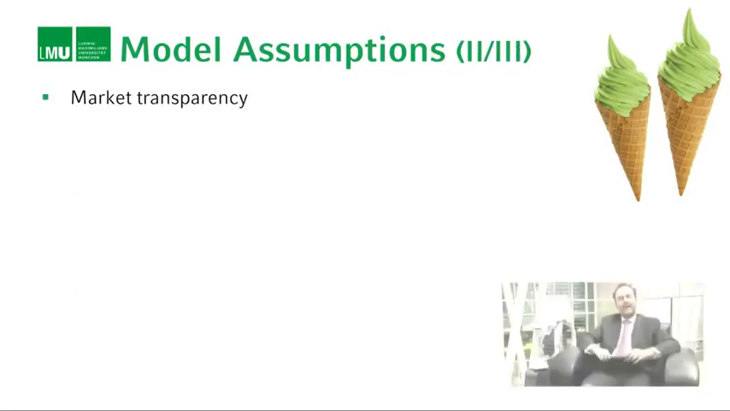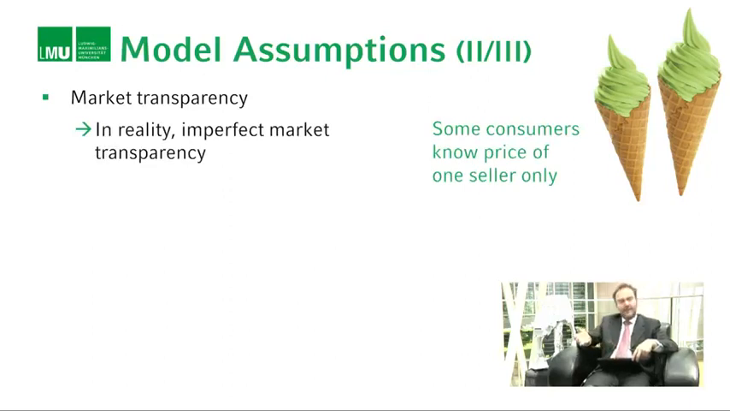Another assumption is that we had complete market transparency. Now what does that mean? It means that every consumer knows the prices of both the sellers. Is that reasonable? Well, in reality, there's often imperfect market transparency. So some consumers will simply only know the price of one seller. And if you only know the price of one, then it doesn't matter what price the other one will set. Right? So it could be that the other price is only half of what I'm paying, but if I don't know, then I'm not going to switch, which means that undercutting prices has an effect on some consumers only, not on everyone, which is going to make it less attractive, of course, to lower prices.